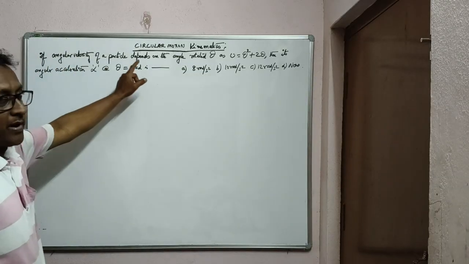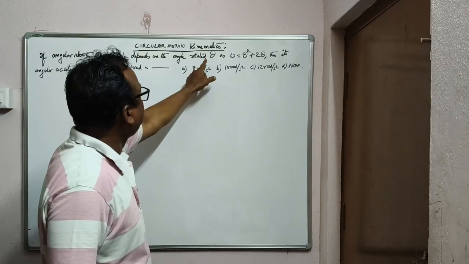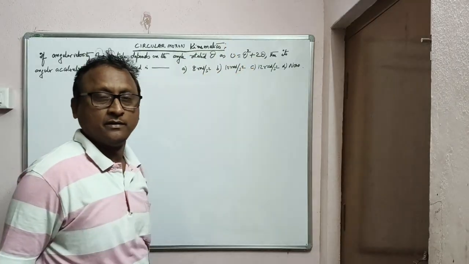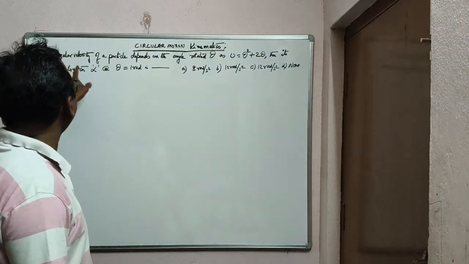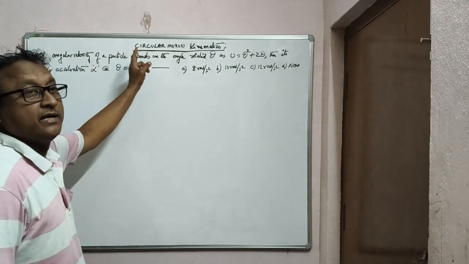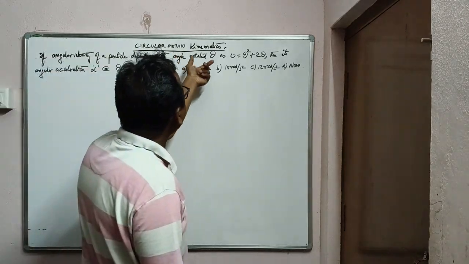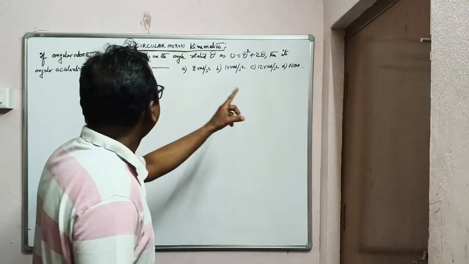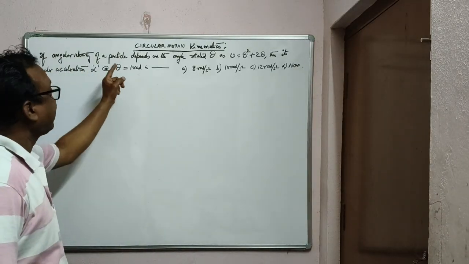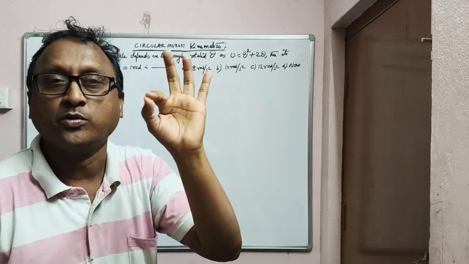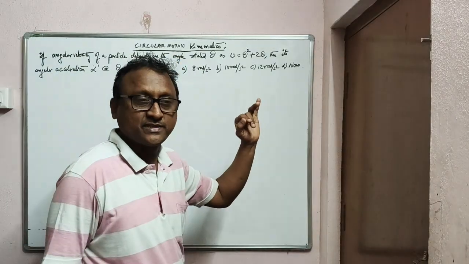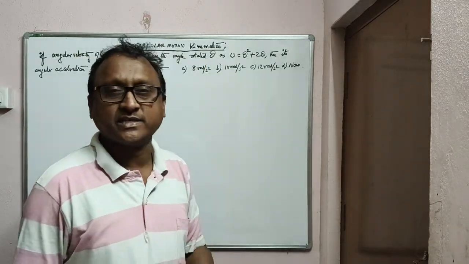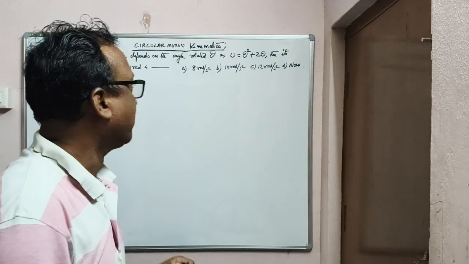If the angular velocity of a particle depends on the angle rotated theta as omega is equal to theta square plus 2 theta. Are you following the question here regarding circular motion? ఏమి ఇచ్చాడు? Then its angular acceleration alpha at theta is equal to 1 radian is equal to dash. A 8 radians per second square, B 10 radian per second square, C 12 radian per second square, D none. Now how to solve such problems?